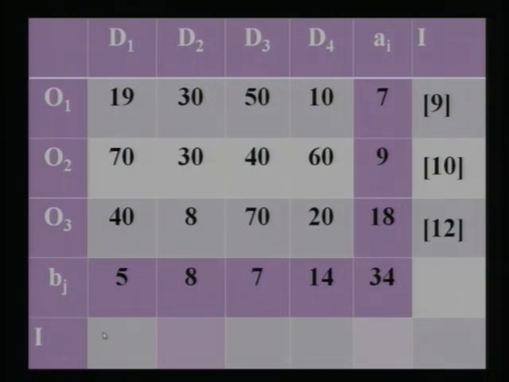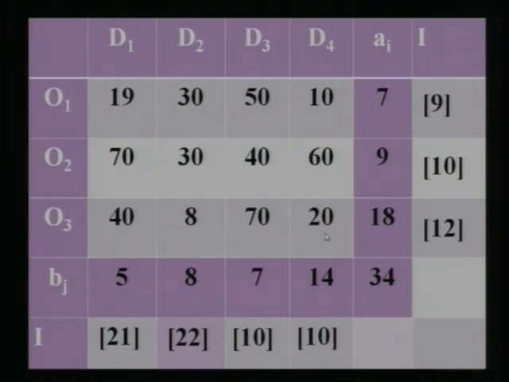Now let us go to the columns. In this first column, smallest is 19 and the next smallest is 40. So the difference between them is 21. Then similarly for the second column, smallest is 8, next smallest is 30. So the difference is 22. Third column, penalty value is 10 as it is 50 minus 40. And the fourth column, 20 and 10 are the smallest values. So 20 minus 10 is 10. So we have calculated penalties.